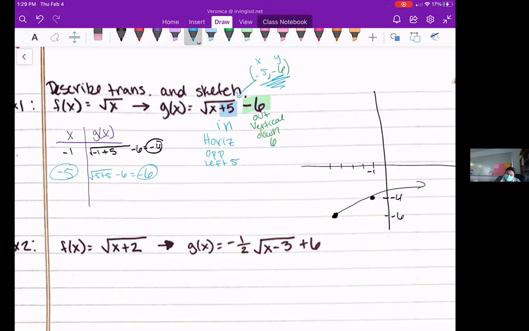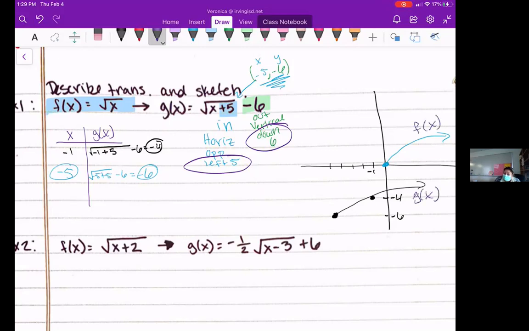Anyway, so let me go on ahead and graph my parent function so y'all can see the difference. So this right here would have been my parent function, right? Now, our transformation was left 5 and down 6. If you look at the original, which is the blue one that I just drew, this is f of x, and then this one's g of x.